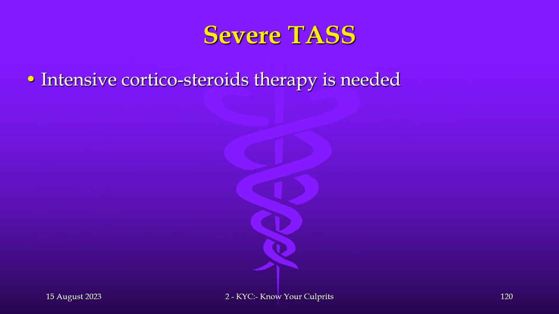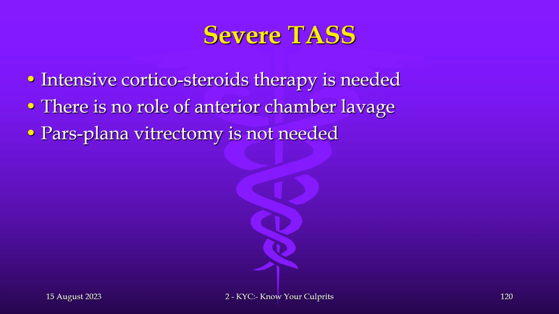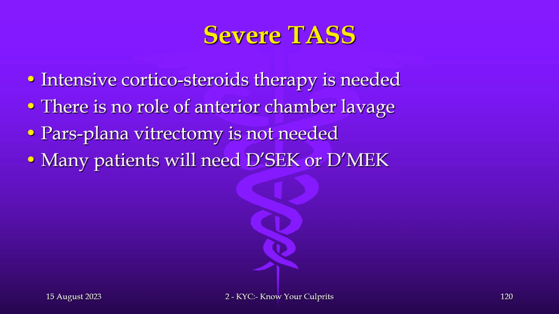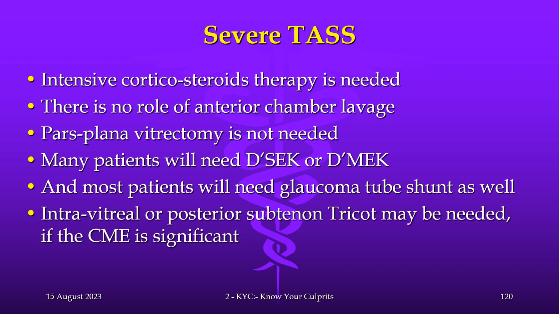In severe TAS, intensive corticosteroid therapy is needed. There is no role of anterior chamber lavage. Pars plana vitrectomy is generally not needed. Many patients will need DSEK or DMEK, and most patients will need glaucoma tube shunt as well. Intravitreal or posterior subtenon Tricort may be needed if the CME is significant.